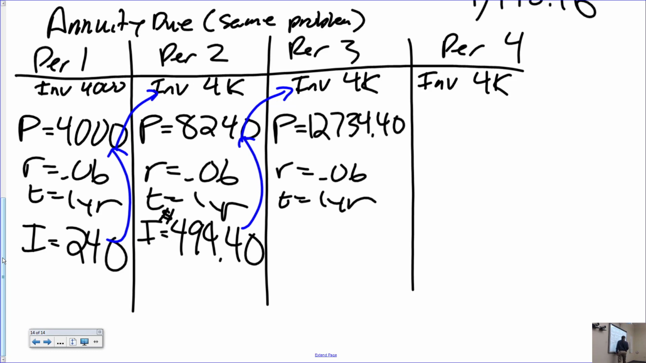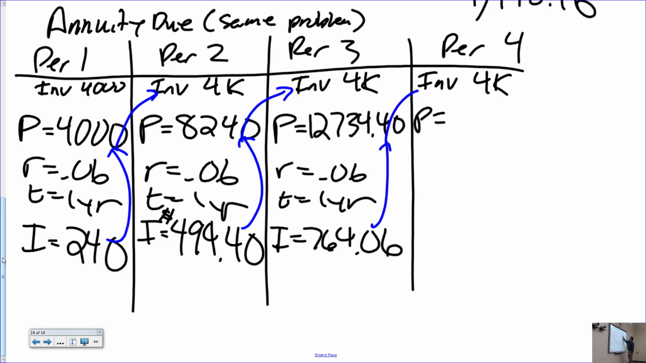How much interest in the third period? 764.06. How much is our principal? 17,498.46, which is how much we ended up with in the other problem.